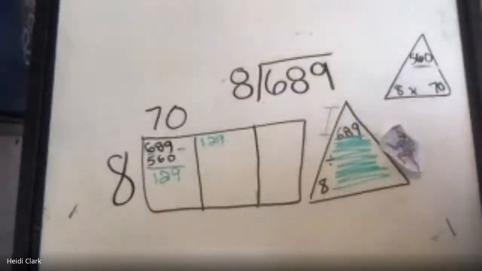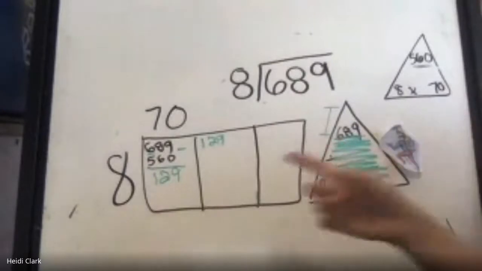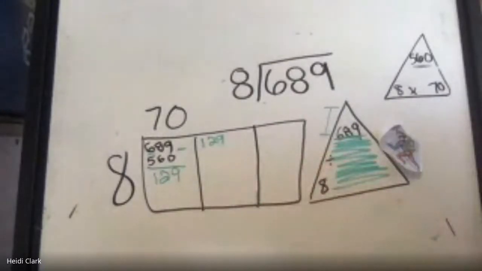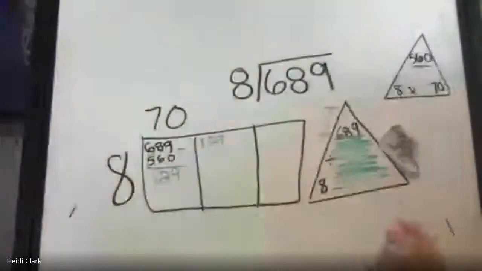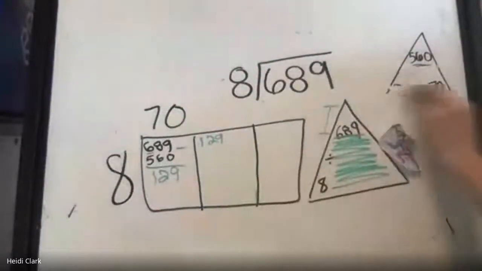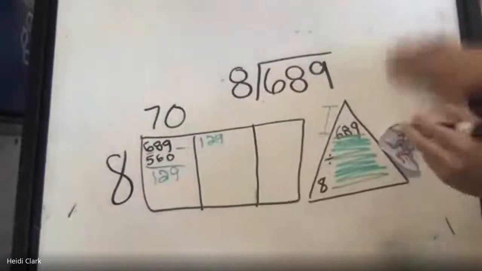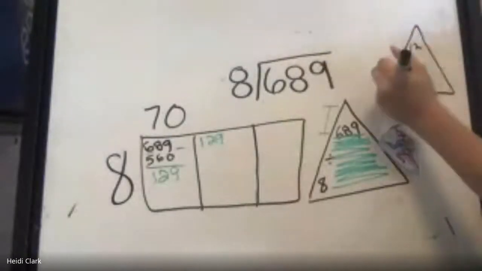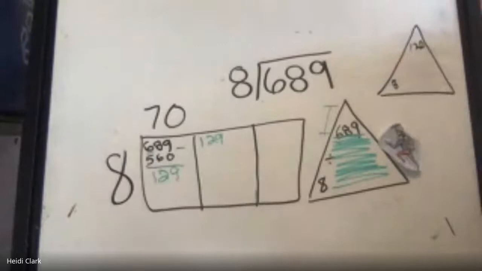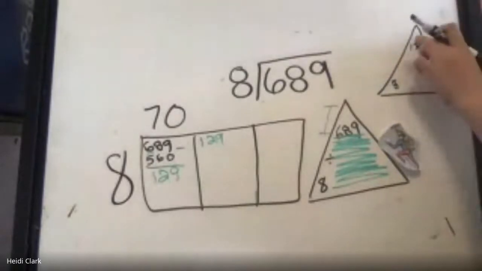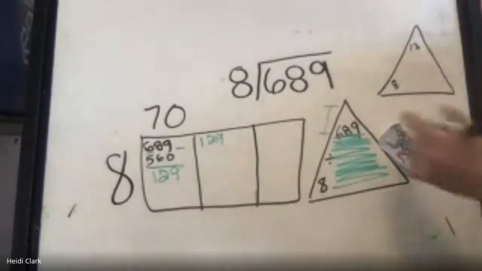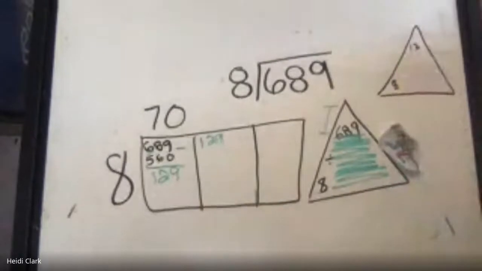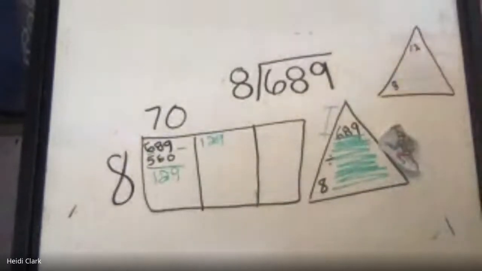Or, could we do 100 divided by 8? Or could we do 120 divided by 8? So let's do 120 divided by 8. Well, you can't really fit that evenly. Remember, forget about the 0 for a sec. 8 times what equals 12? I can't do that. But 8 times 1 is 8. Looks like that's the closest we're going to get.